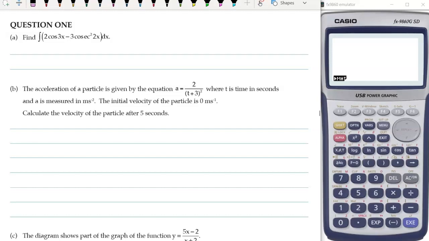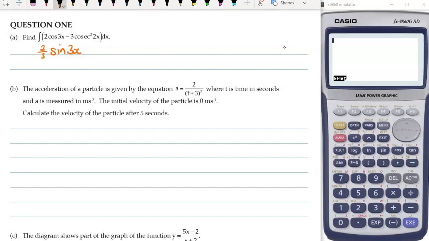So let's take a look at integrating this first expression. Now cos integrates to sine, so we'll switch that straight away. The inside stays as a 3x. What we need to do is reverse chain rule. Because we've got that 3 inside, we're going to divide by the 3. So that'll be 2/3 sine 3x.